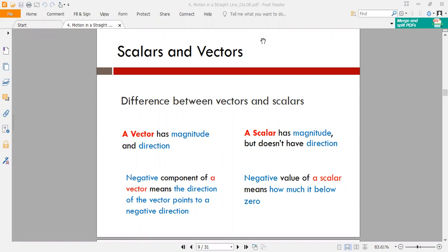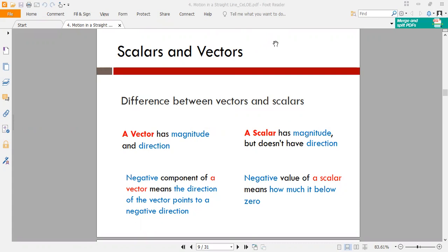Hello everyone. Today we are going to continue the topic about motion in a straight line. This is the previous topic about scalar and vector. You have to remember that a vector has a magnitude and a direction, and a scalar has only magnitude but doesn't have a direction.